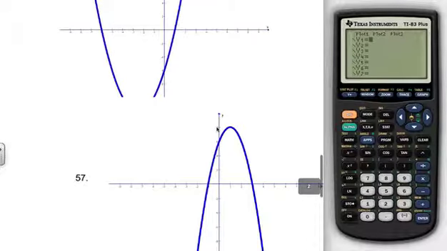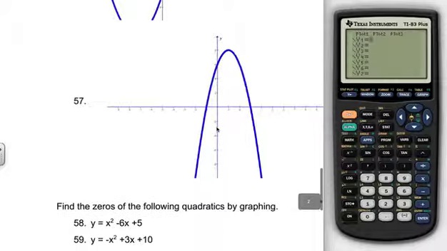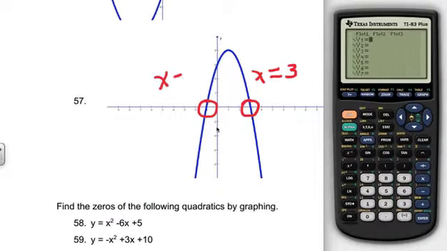Alright. Next up, we've got number 57. Again, the function is graphed for us. So let's take a look at this function. Right here's a 0. That looks like x equals 3. And here's a 0, x equals negative 1. It has two solutions, and there they are.